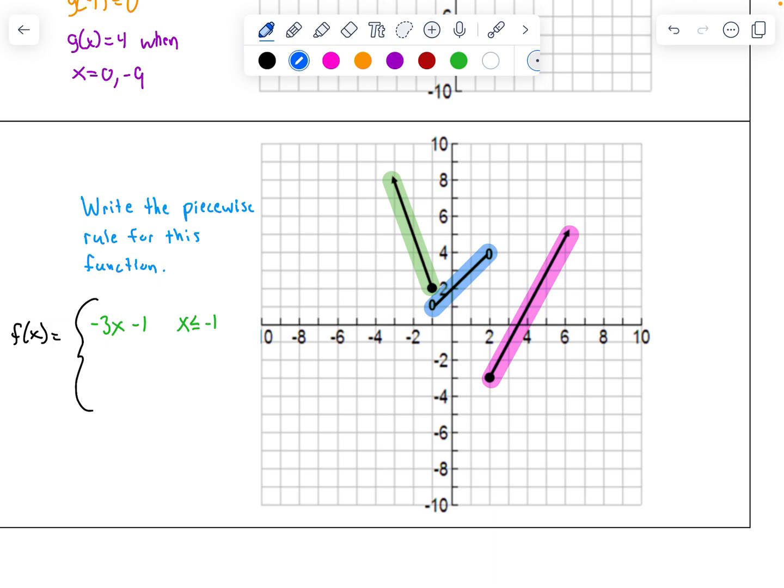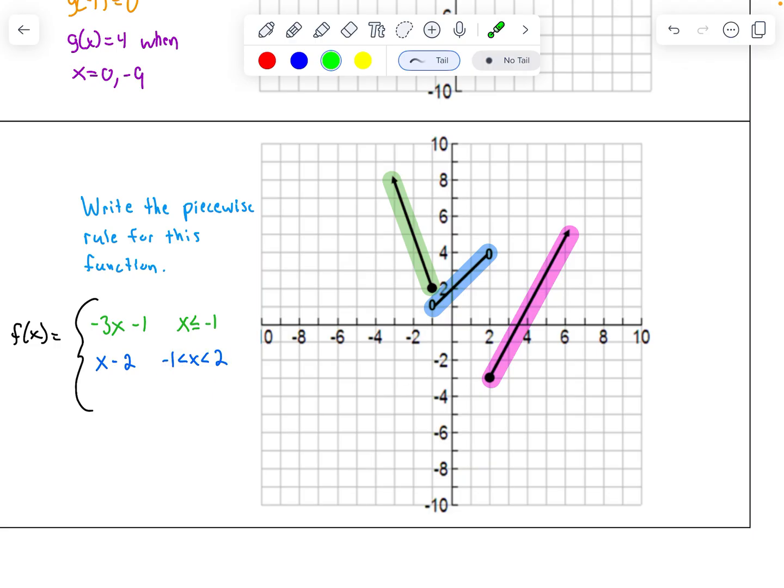The blue piece has a slope of 1 and a y-intercept of negative 2. So its equation is x minus 2. But it is only graphed between two x values, negative 1 to 2. And so that's where you say negative 1 is less than x is less than 2. Anytime a piece of your graph has a starting point and a stopping point, that's when you're going to write x in between two numbers like that.